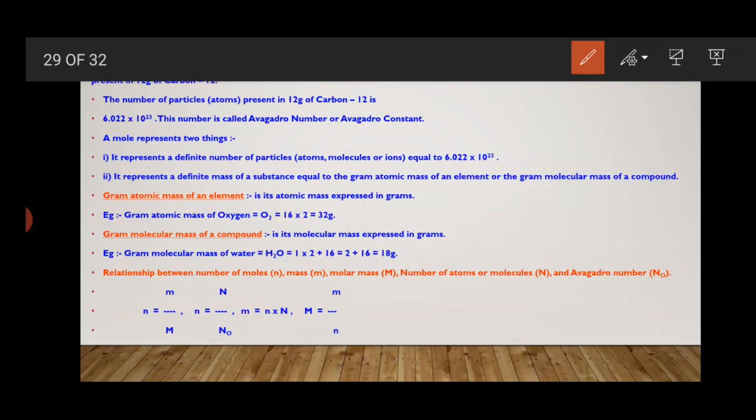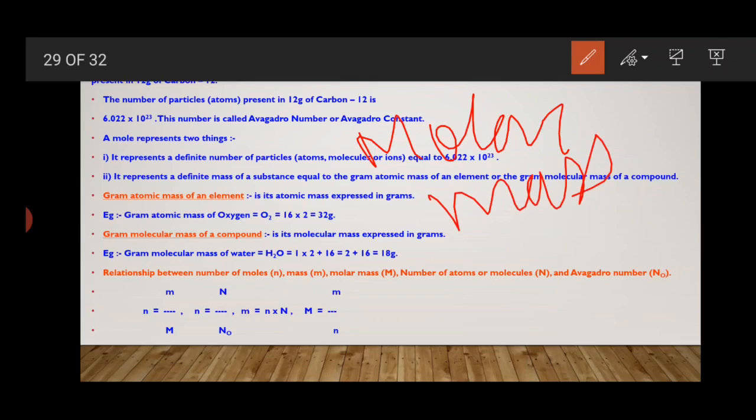The second concept is molar mass. What is molar mass and how to calculate it? In normal mathematical language, when we represent the atomic mass or molecular mass of any chemical compound or molecule in gram per mole, it is known as molar mass. Or in chemical language, the mass of 1 mole is known as molar mass. We can also define molar mass like this: when we divide gram atomic mass or gram molecular mass by 1 mole, it is known as molar mass.